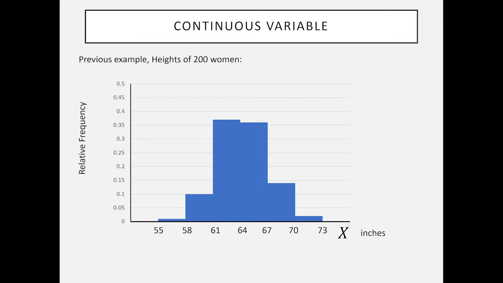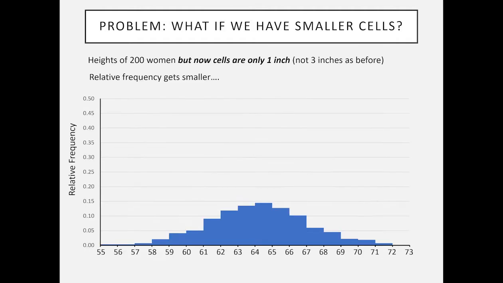We have a problem with a continuous variable that doesn't arise with a discrete variable, and you'll see it in a second. See what happens if instead of having cells, here we had the example of 55 to 58 inches, so 3 inches for each group, if you will, cell. But if I now divide them into cells that are only 1 inch and not 3 inches, you can see what happens to the relative frequency. It falls. It gets smaller. It makes sense because the number of women that are going to fall between 55 and 56 is going to be fewer than between 55 and 58.